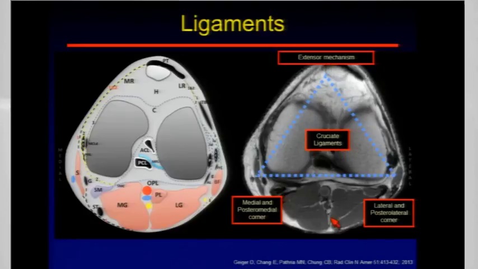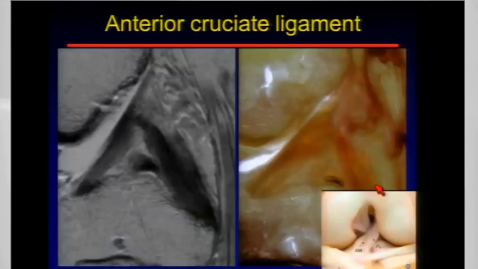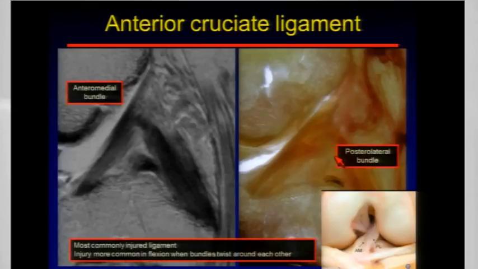Stabilizers in the knee, surrounded by this triumvirate of supporting structures. And we're not going to look at the extensor mechanism today, but we will be looking at the medial and posteromedial sides of the knee, as well as the structures that provide stability at the lateral side of the knee. And we're going to intersperse this with a few questions. So I'm going to start first with the cruciate ligaments.